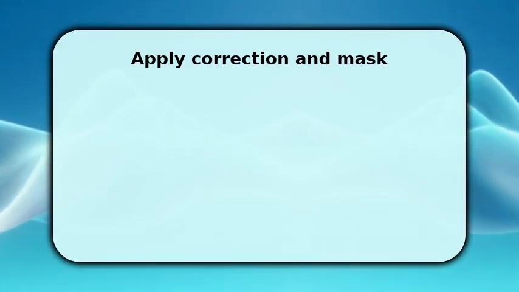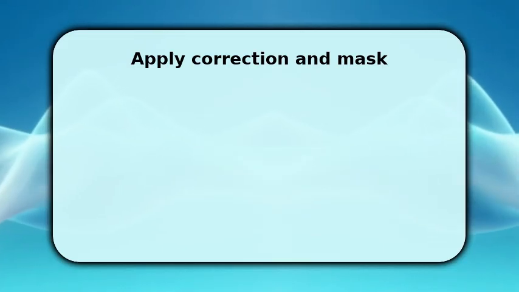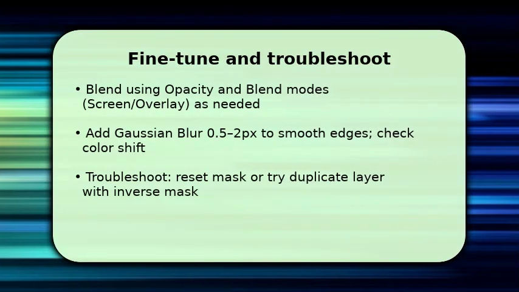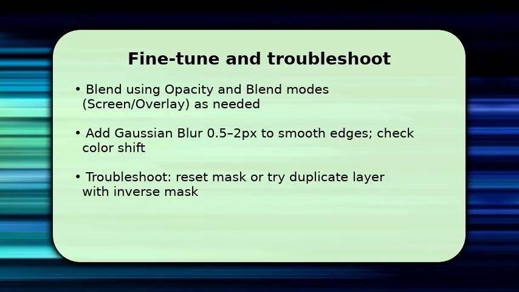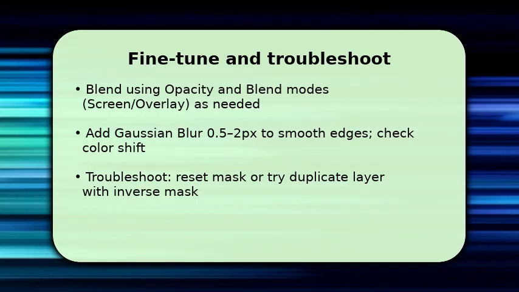Finish by fine-tuning opacity and try blend modes like overlay or screen to integrate the corrected area smoothly. Small opacity tweaks often make the fix invisible. Apply a subtle Gaussian blur, about 0.5 to 2px, to eliminate hard seams and then check for any color shift. Adjust temperature or tint if necessary.